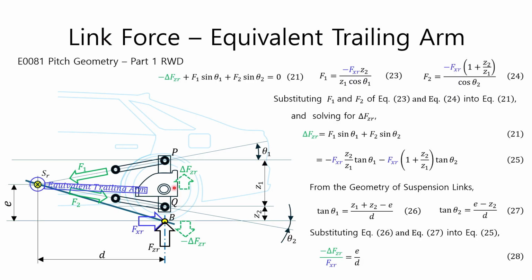As shown in equation 28, the vertical dynamic load, delta Fzr, is the ground reaction force for the resultant force of the vertical components of the forces acting on all links when the braking force, Fxr, acts on the rear wheel. As shown in the figure, during braking, if the virtual reaction point, SR, is ahead of the rear wheel and above the ground, the vertical dynamic load, minus delta Fzr, acts in a direction that reduces the entire ground reaction force Fzr at the rear wheel.